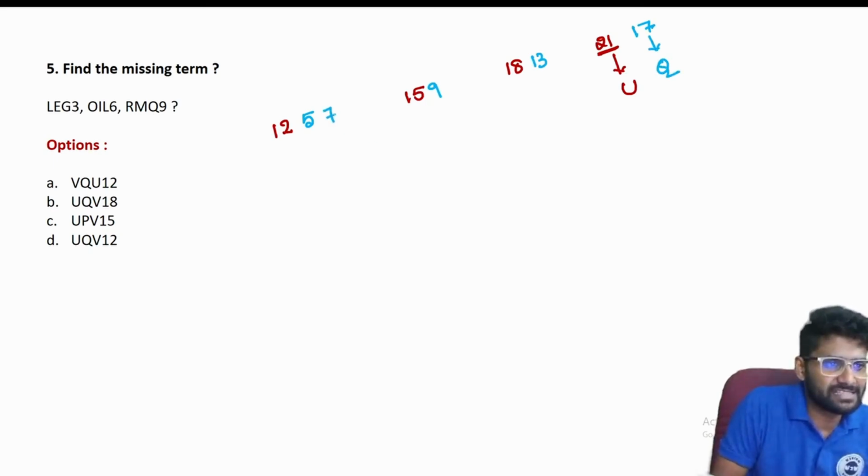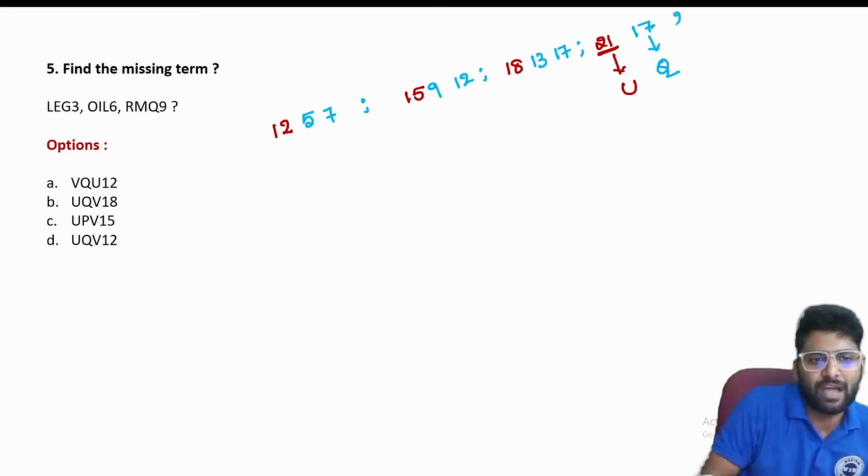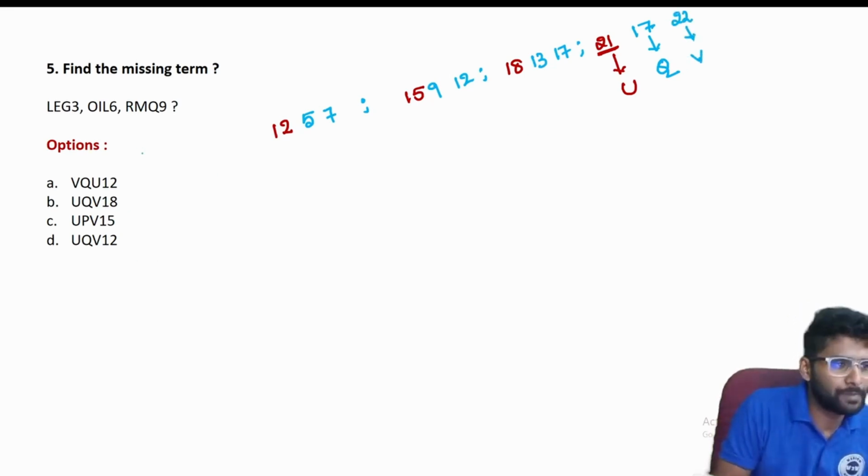So G is the 7th position. Next one, L is the 12th position. Next one, Q is the 17th position. If you observe, 7, 12, 17, it increases by 5 units. So we have to place the 22nd letter. The 22nd letter must be V. So we have two options, identify the number.